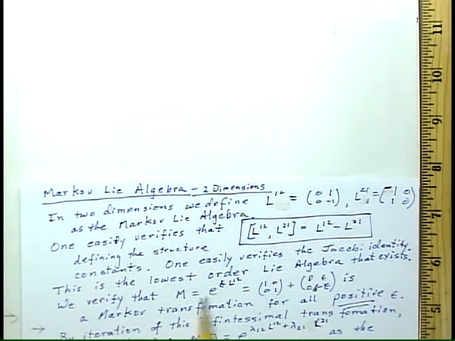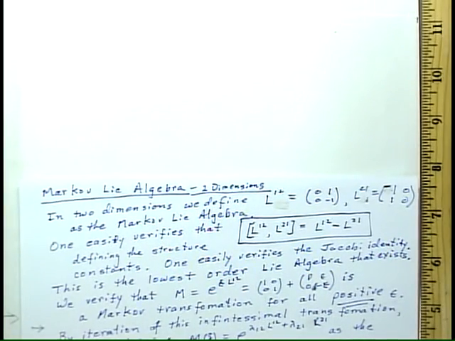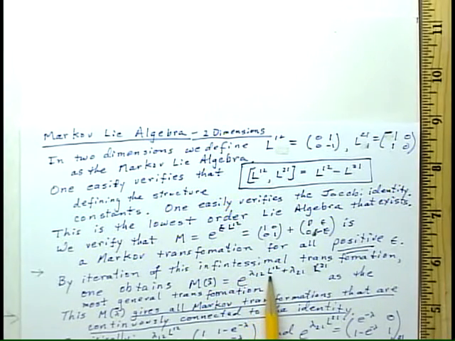We've verified that this was a Markov transformation, and we expanded M as e to the epsilon times one of these, which would be L12, although a similar theorem would hold for the other one. We continue now by saying by iteration of that infinitesimal transformation, one obtains a Markov transformation in general, which is going to be e to one parameter lambda12 times L12 plus another parameter lambda21 times L21. And that will give us, since this is the most general element of the Markov Lie algebra, the most general element of the Markov Lie group.